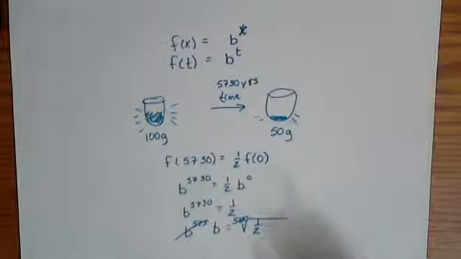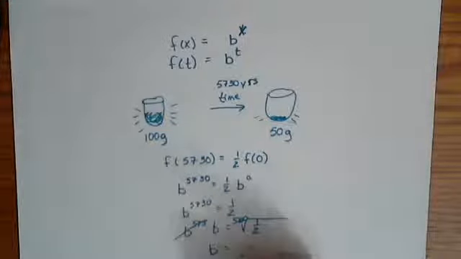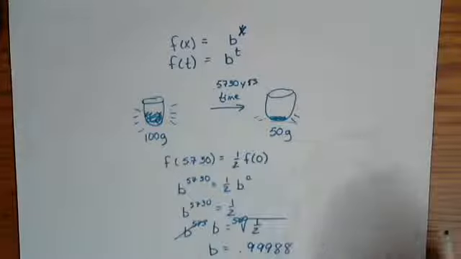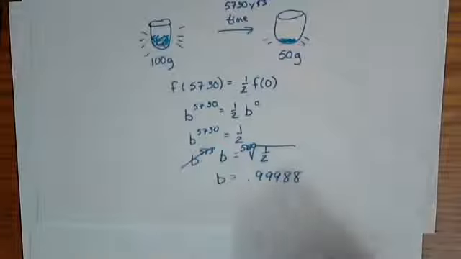And then you can use that number, which, according to my book, b is going to be 0.99988. Do not round these numbers. You need several decimal places in order to get them to come out properly.